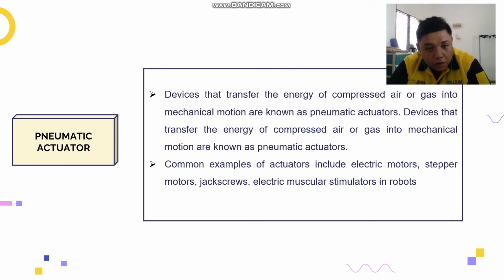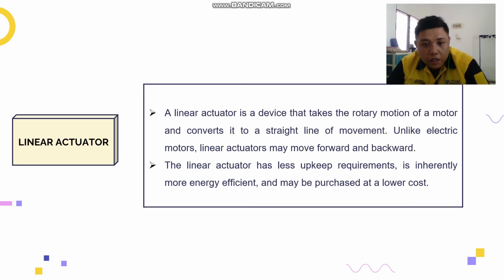For the linear actuator, it is a device that takes the rotary motion of a motor and converts it into straight line movement. Unlike the existing motor, linear actuators are meant to move forward and backward. The linear actuator has less space requirement, higher length, more efficiency, and may be purchased at lower cost. That's for the linear actuator.